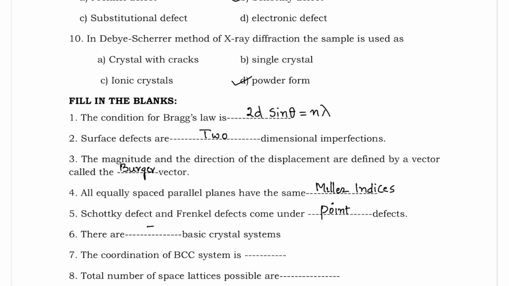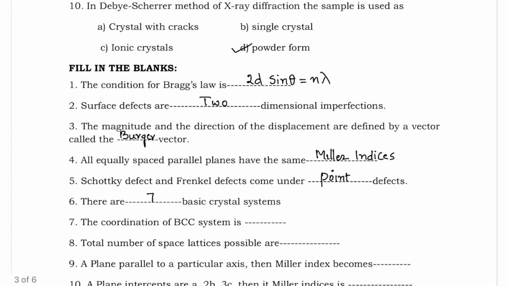There are 7 basic crystal systems. Next, the coordination number of BCC is 8. Coordination number is the number of atoms which are equidistant to the reference atom. Next, the total number of space lattices possible is 14.